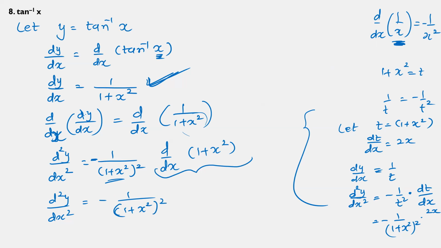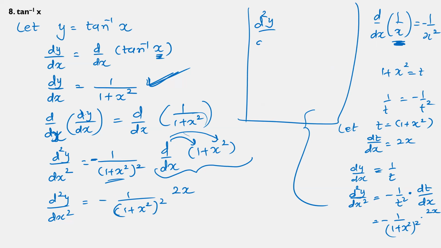But what about the differentiation of this? Addition rule. The differentiation of 1 is 0 and the differentiation of x square is 2x. So that is how your answer is d square y by dx square is equal to minus 2x on 1 plus x square whole square. And you can see this is also giving you the same thing. So the t method is also giving you the same thing. If you are comfortable with that one, we can do that one also.